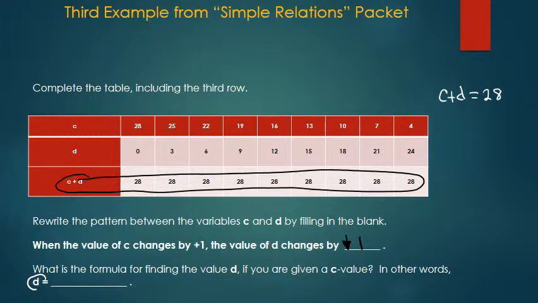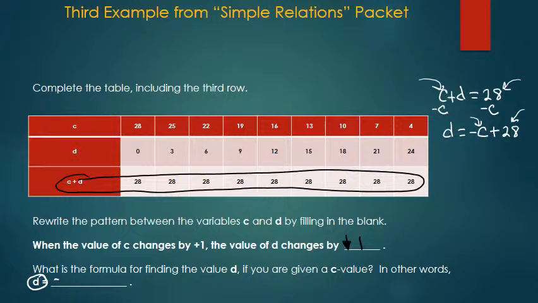Now we need to get D by itself. To do that, we need to use an opposite operation. Here we're adding C and D together. We need to move C from this side over to this side. And since it's addition and C is positive, we're going to subtract C from both sides. So we get D equals minus C plus 28. The reason it's minus C plus 28 is we always put the variable first and the constant, or just the number, second.